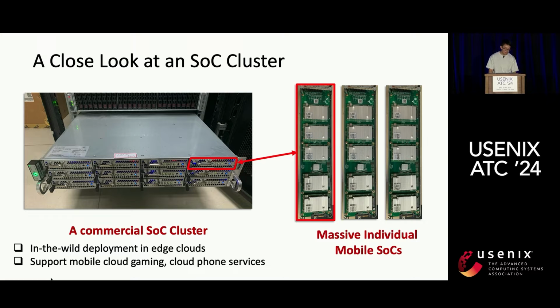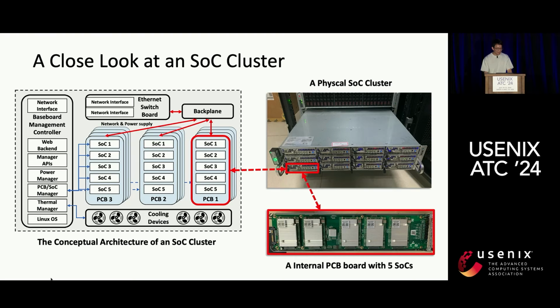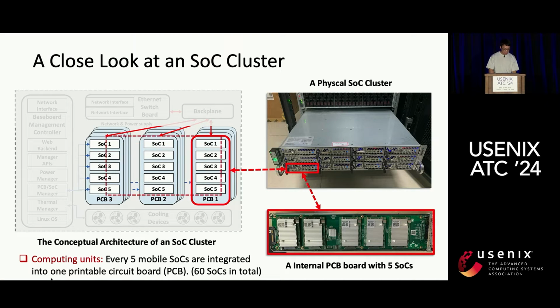The left figure is a commercial SoC cluster, and it can hold 16 mobile SoCs within a 2U rack. The server has been largely deployed in the Alibaba edge clouds, and it currently supports mobile cloud gaming services and cloud services. And this is a conceptual architecture of the SoC cluster. We can see that every 5 mobile SoCs are integrated into one customized printed circuit board, and there are 16 mobile SoCs in total inside the server.